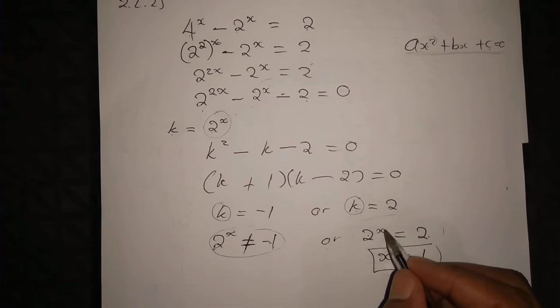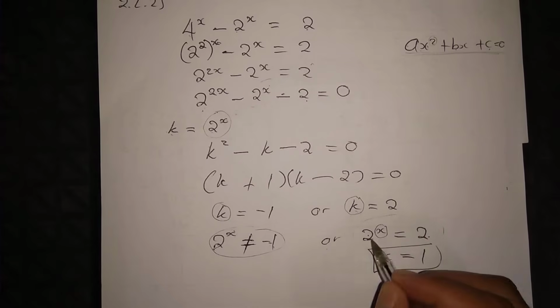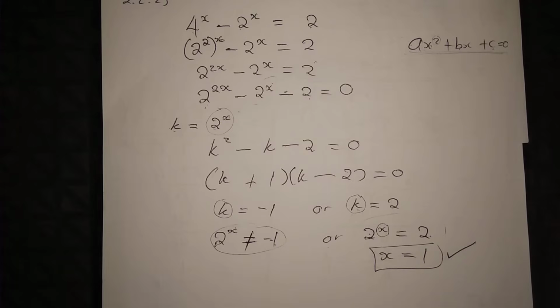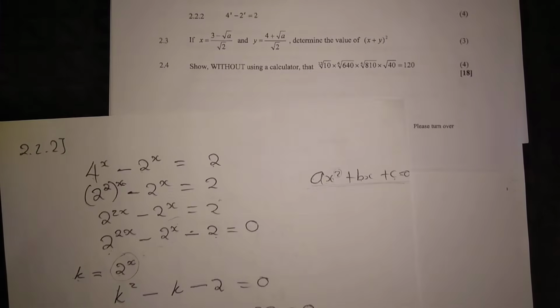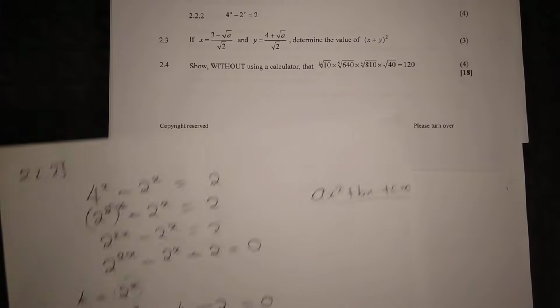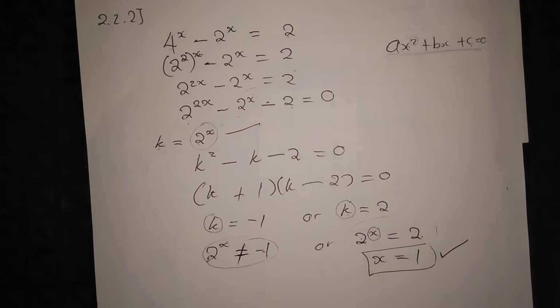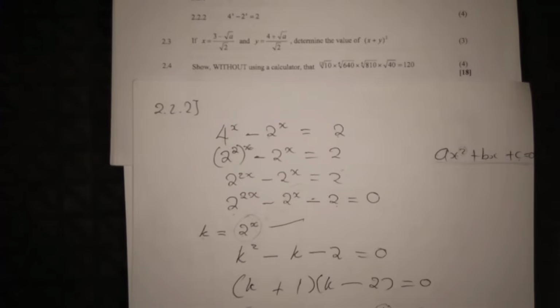We have a 1-to-1 ratio. The bases are the same, then we drop the exponent. So now the final answer here is x is equal to 1. Right, I think for this question we used the K method.